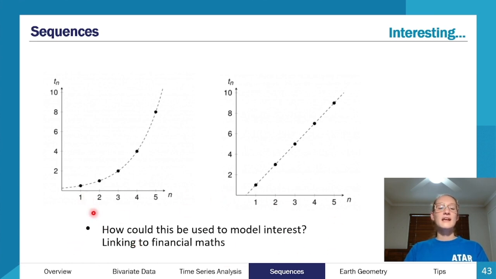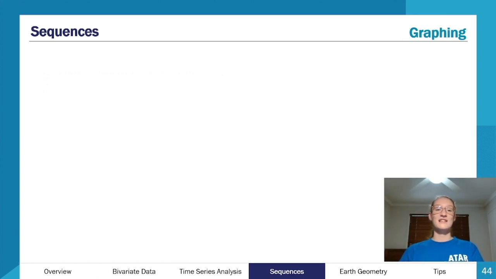And to make a link, you might not be quite up to here in Unit 4 yet, but to link it to financial maths, which one of these would model simple interest and which one would model compound interest? Keep in mind that in simple interest, we're adding the exact same amount of interest every time, but in compound interest, we're multiplying by a common ratio each time. So that's an interesting link between how you can model compound and simple interest using arithmetic and geometric sequences.